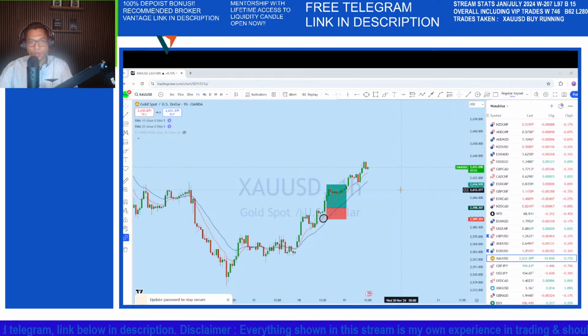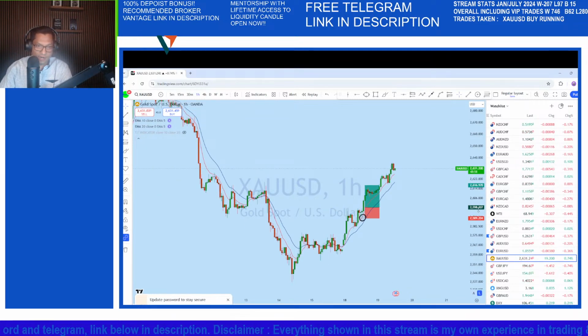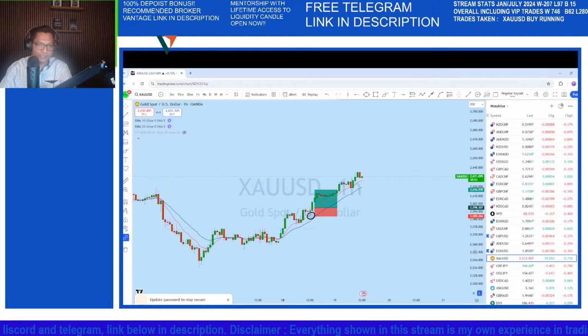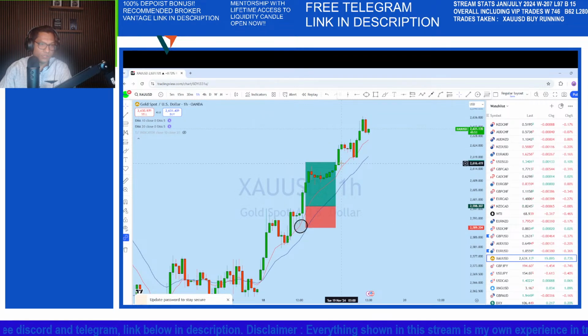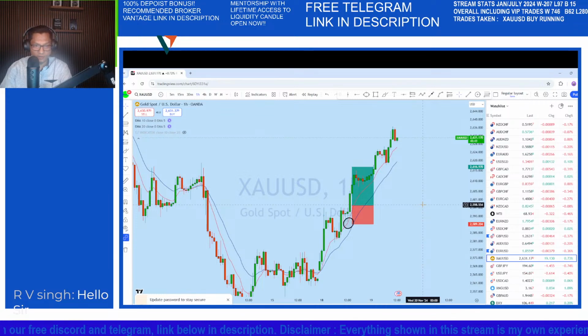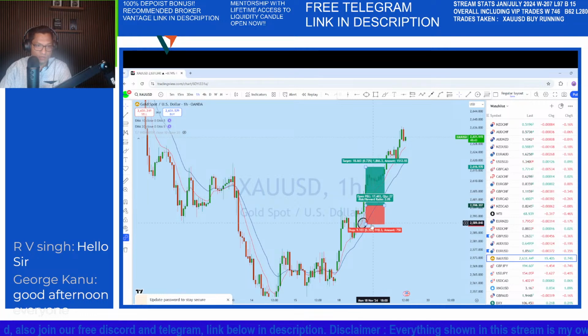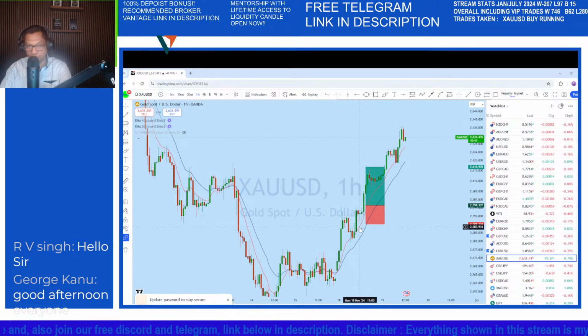So, though we are late, but still the market is running. We can see that XAU USD from this level, there was a significant bounce. And with that bounce, what we can expect now, XAU USD to remain in the major direction of the trend.